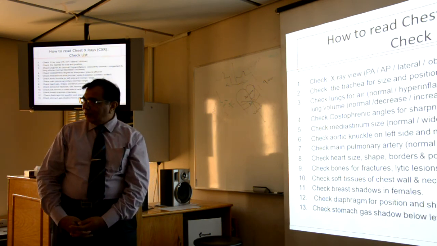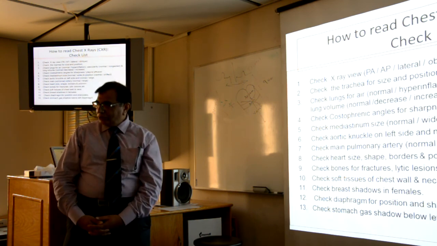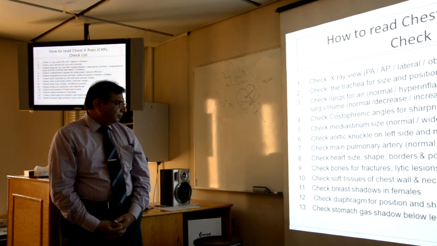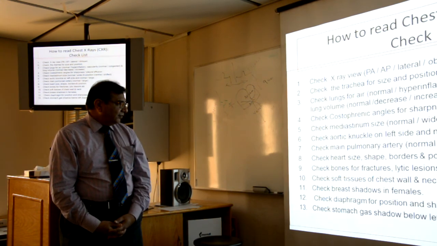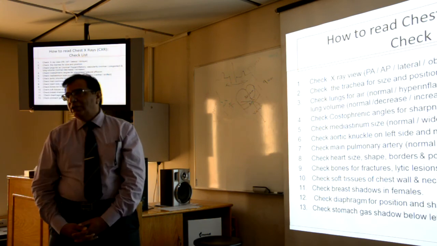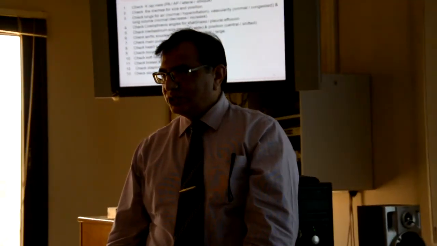The elevation of the diaphragm, unilateral or bilateral, suggests pathology above the diaphragm, within the diaphragm, or below the diaphragm. And normally the diaphragm should be sharply outlined. Lastly, below the left hemidiaphragm, the gas shadow, the stomach shadow, should be present. Absence of that signifies some pathology, or if it is on the right side, situs inversus.